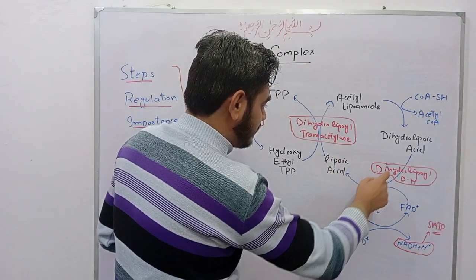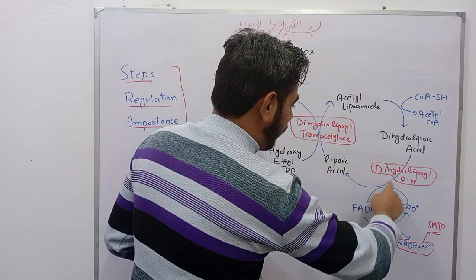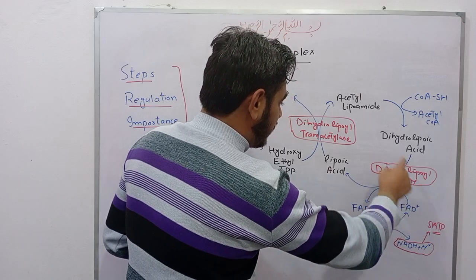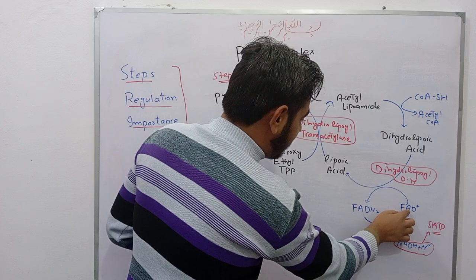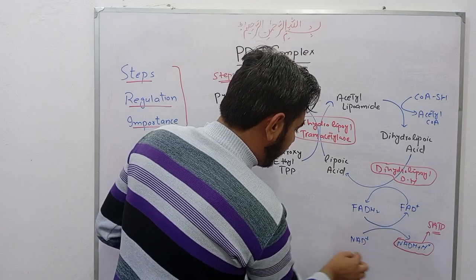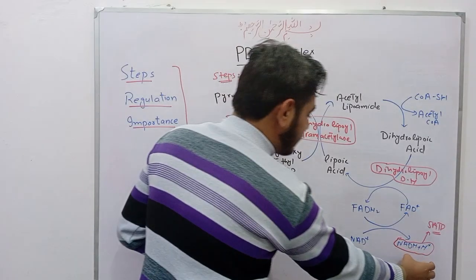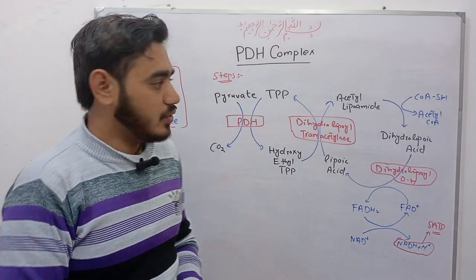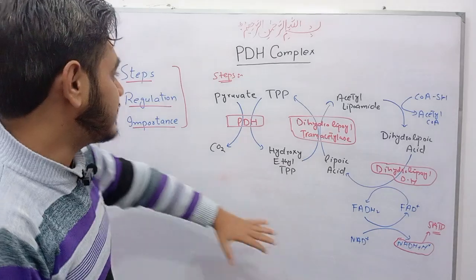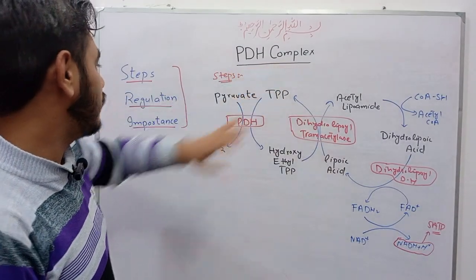In the last reaction, which is catalyzed by the dihydrolipoyl dehydrogenase enzyme, there is a formation of lipoic acid and FAD plus. It gets regenerated with the help of NAD plus, and NADH and H plus in the electron transport chain gives 5 ATP. Okay, so these all are the steps of the pyruvate dehydrogenase complex.